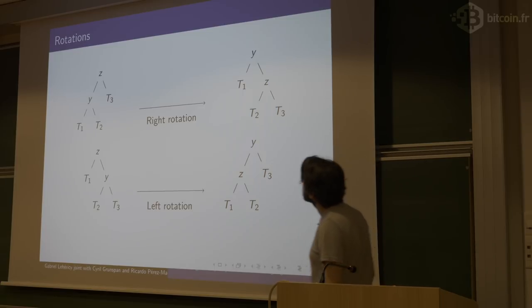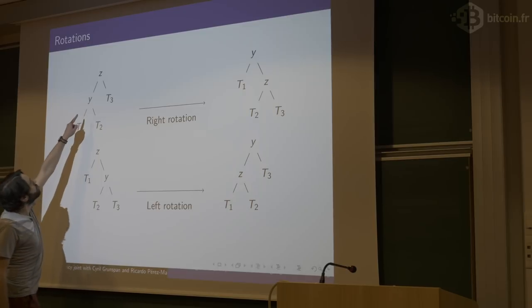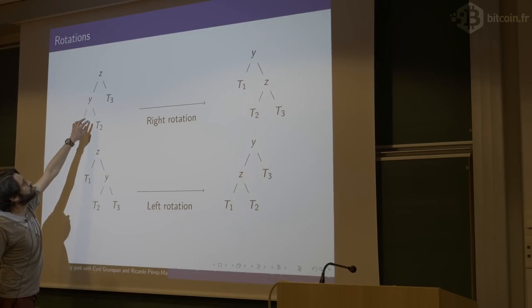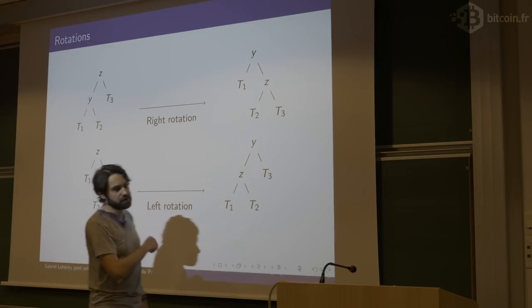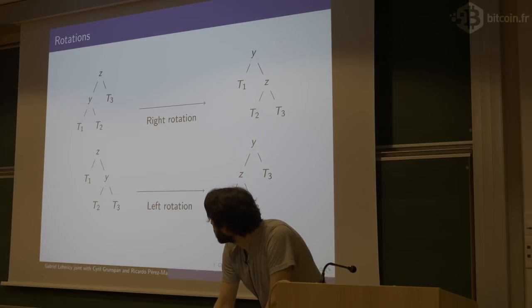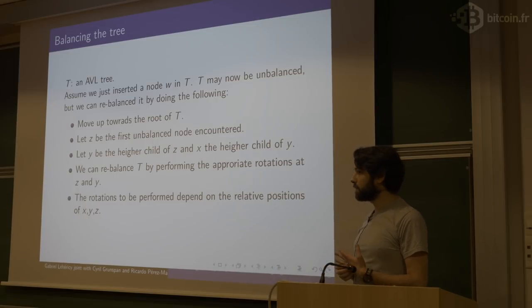So the way it works here is basically you move y up, and then the link between t2 and y moves to a link between t2 and z. And then you have the symmetric operation here. And by doing these operations when you insert, you can rebalance the tree.